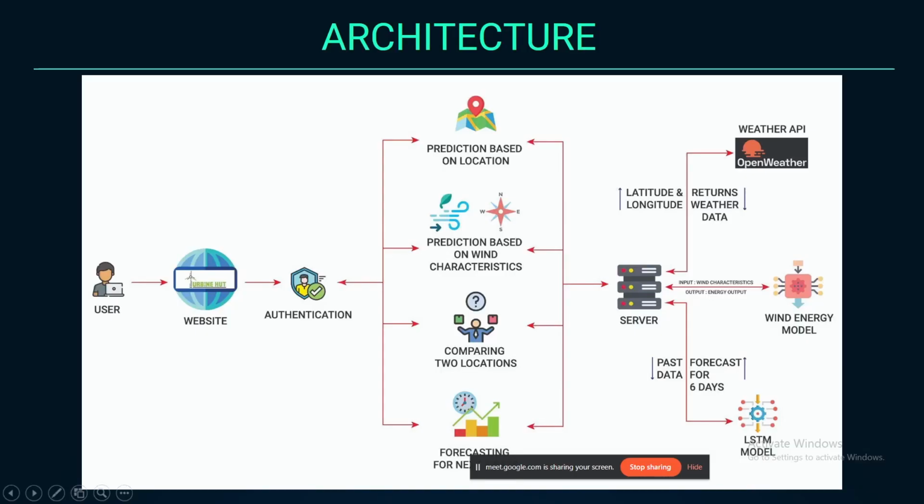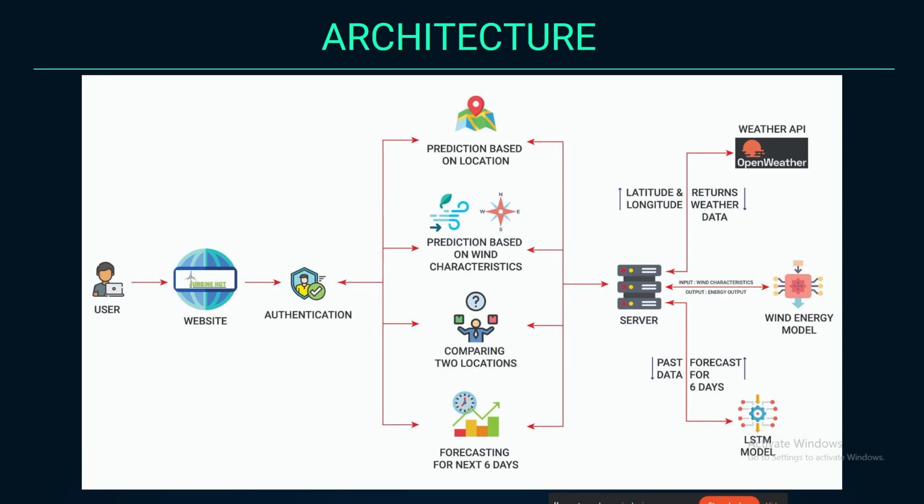So I'll be explaining about the architecture of our project. So first, as a user, we can access our website, and we can register with our user credentials like email and password. Once we registered, we'll receive an email verification link where the user can verify with this email, and once after successful verification, you can log in with those credentials to the website. After successful authentication, you will be navigated to the dashboard. So in the dashboard, you will be having 4 different modules. So first one is prediction based on location, second one is prediction based on wind characteristics, third one is comparing 2 locations, and last module is forecasting for next 6 days.